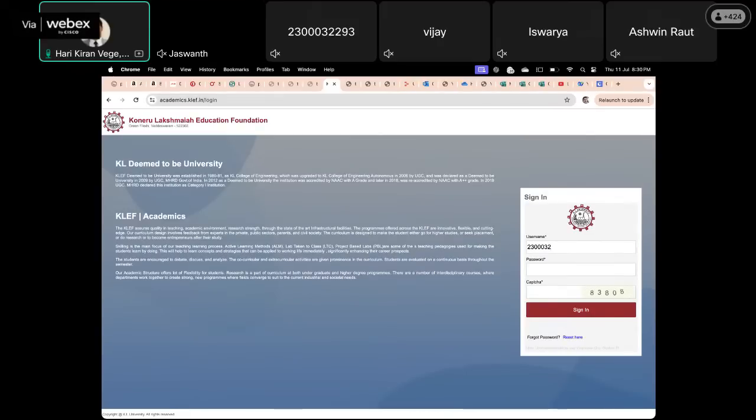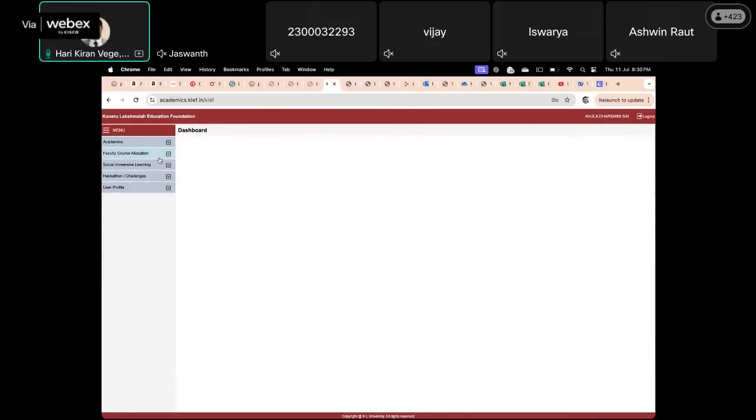As an example, I am logging in on behalf of one of the students. If you have trouble logging into this portal, you can always reset your password. An email will come to your university email ID. You can reset your password. And when you access it as a student, you will observe that there is something called faculty course allocation on the left menu.